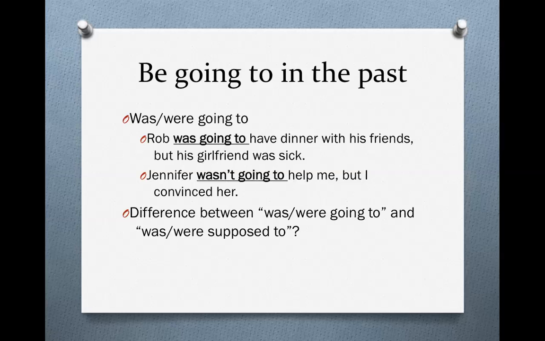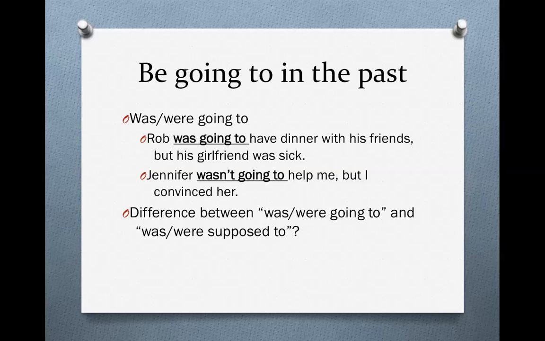Jennifer wasn't going to help me, but I convinced her. So Jennifer had a plan not to help me. That's what she thought was going to happen. She was not going to help me, that was not the plan. But in the end, I begged and I asked her, please help me, Jennifer, and so she decided, okay, I'll help you. She changed her plans.